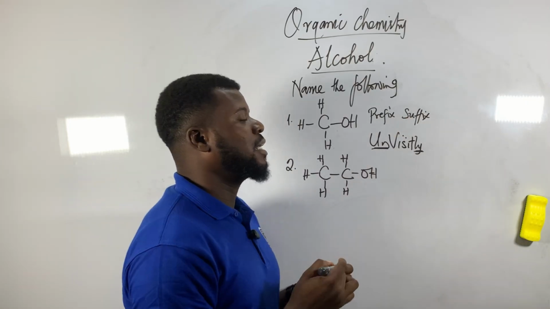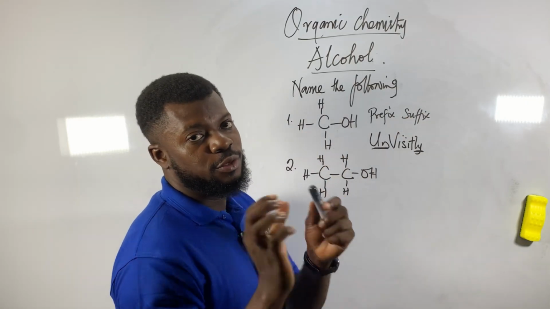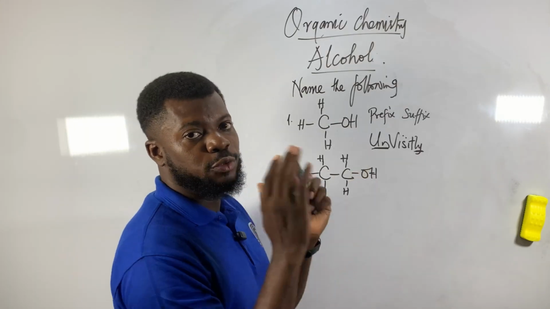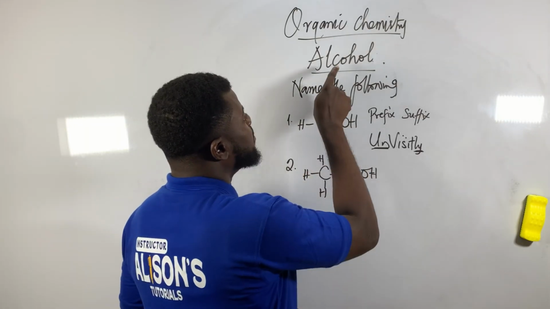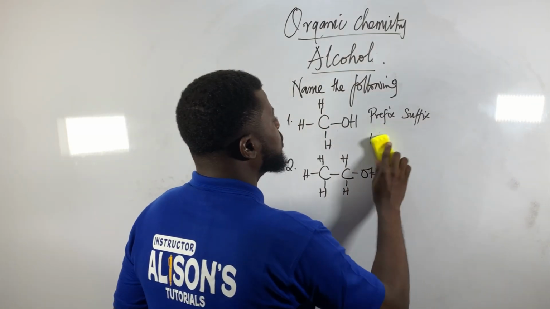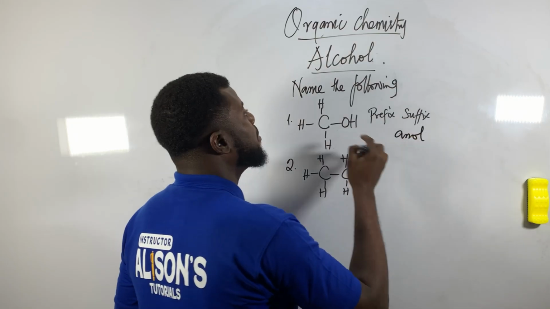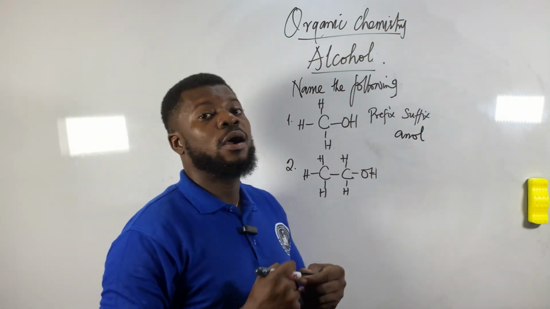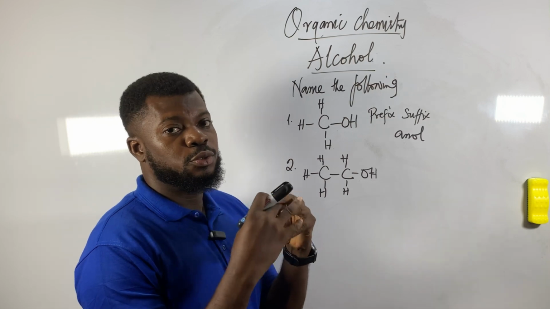So that suffix now, that particular word will add to the ending of the root word, the last part of the root word, not the beginning. The beginning are prefix ahead. So for this particular alcohol, it gets its own suffix wey they call anol. Anytime you name alcohol or alcohol functional group, you must add anol to the root word.